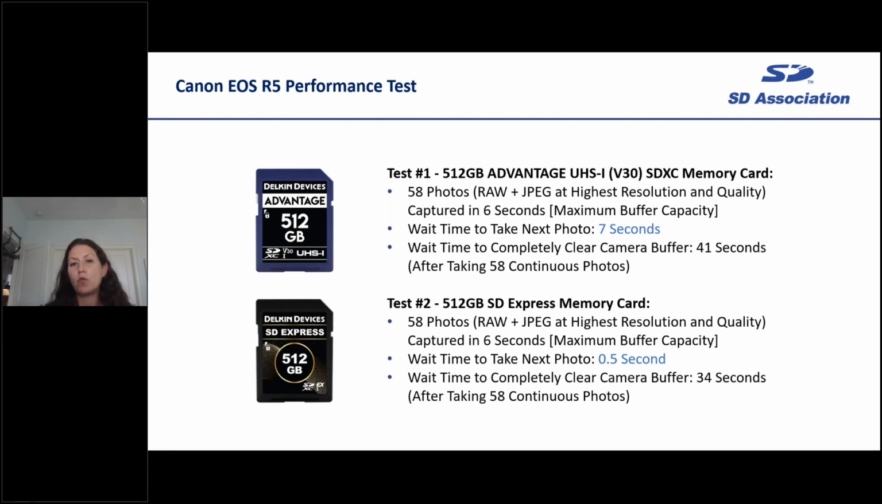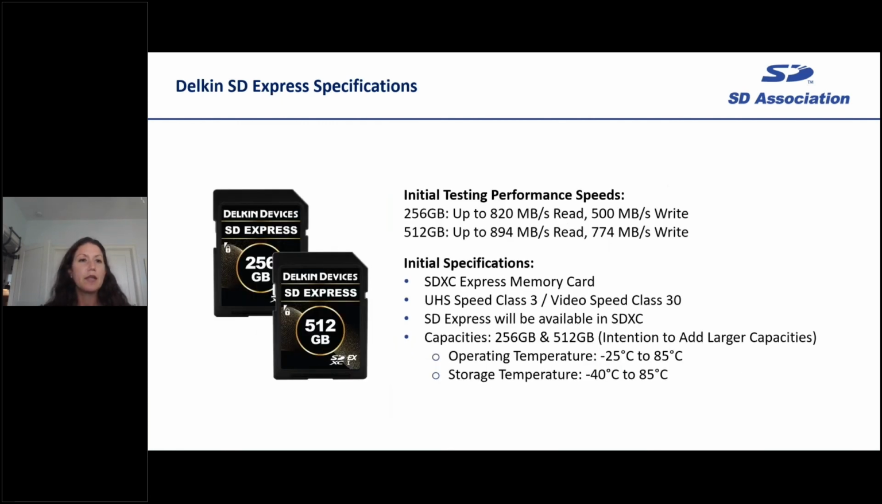Same thing when we're talking about the wait time to completely clear the camera buffer. That goes from 41 seconds with a UHS-I card, and drops to 34 seconds to completely clear the buffer when we pop in an SD Express card. So it's really cool to see, and that was really important to us in our preliminary testing.